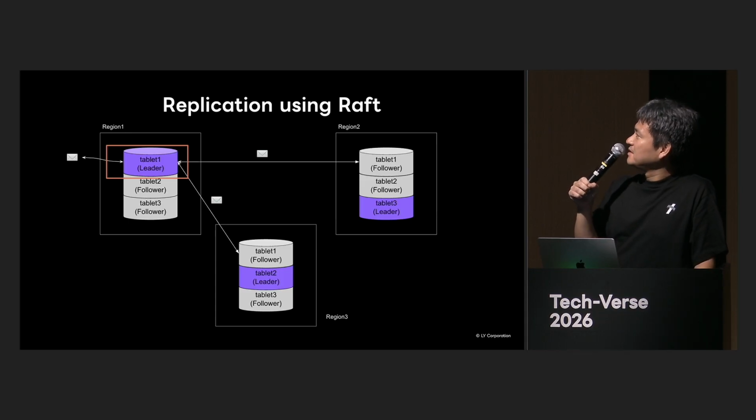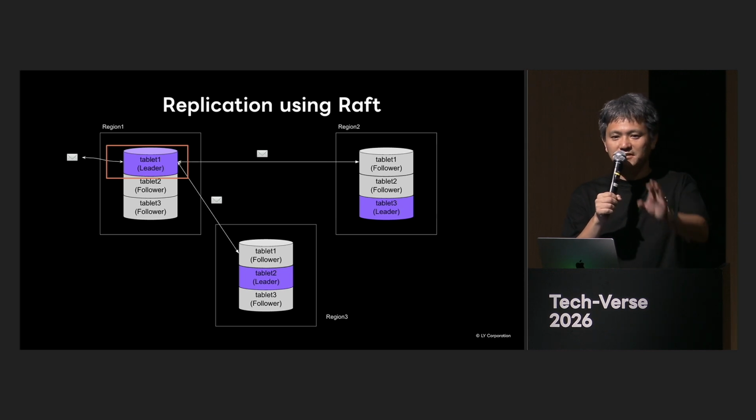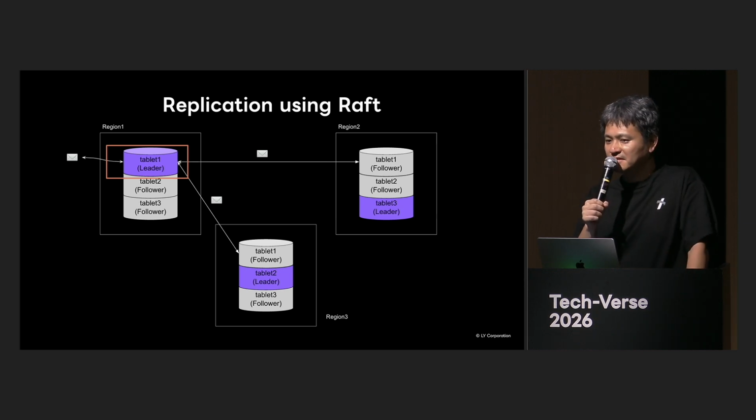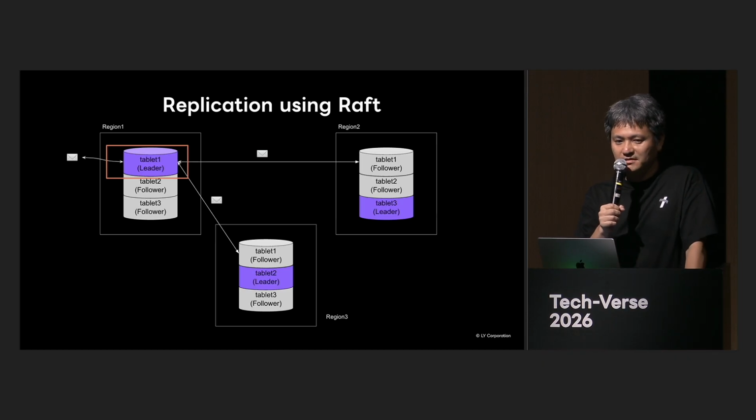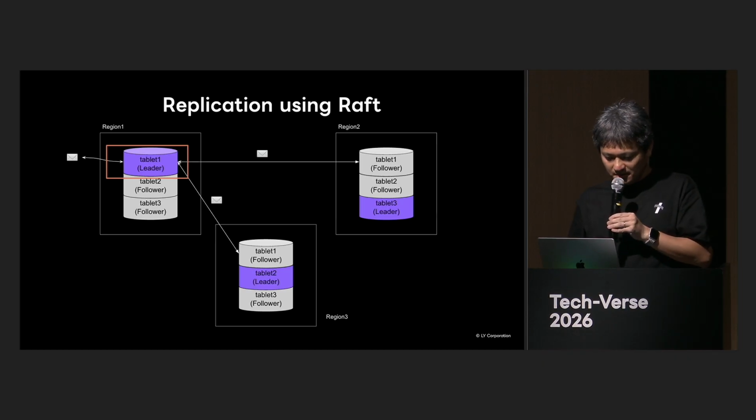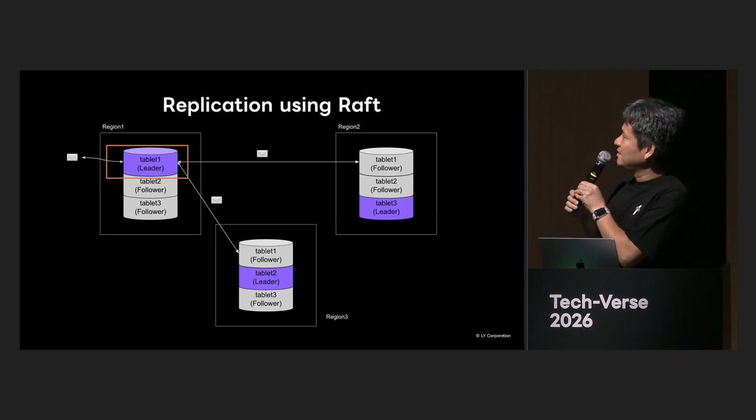Therefore, in this diagram, if either region 2 or 3 is active, the write will succeed. Even if one network is slow, if the other can be accessed at normal speed, the query latency also does not increase.